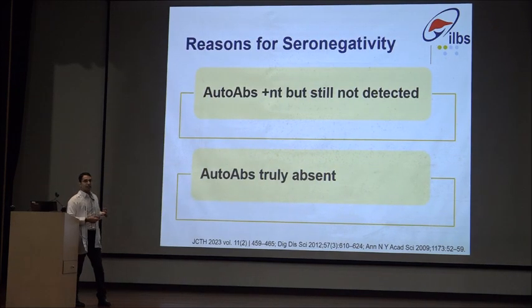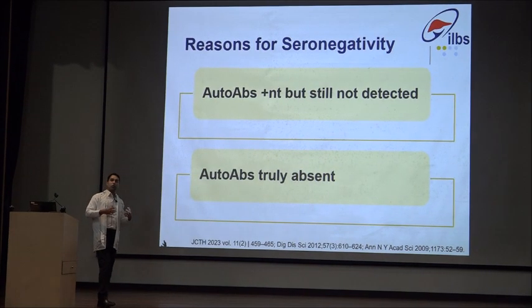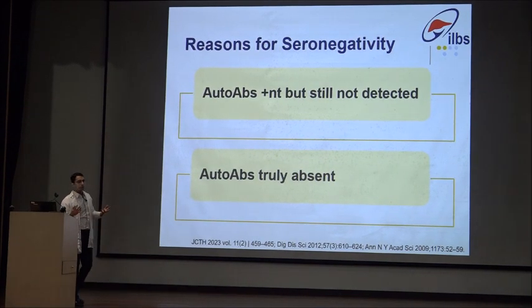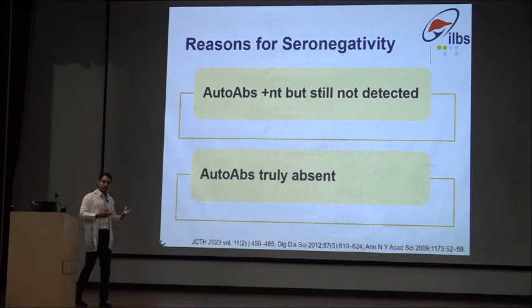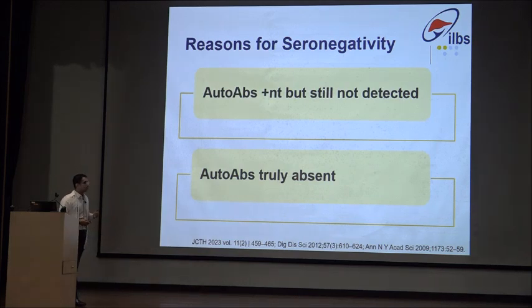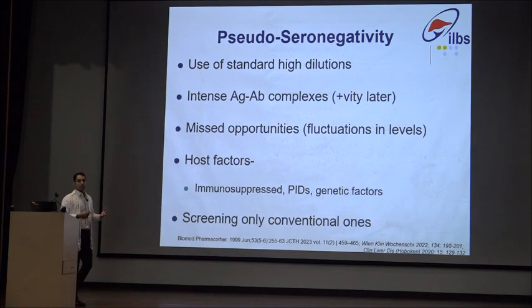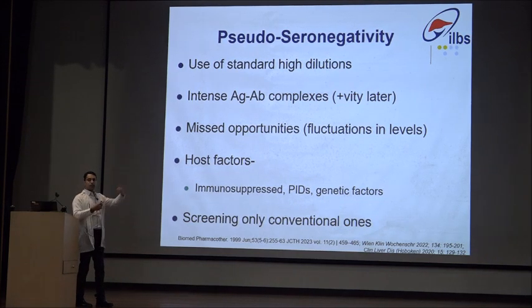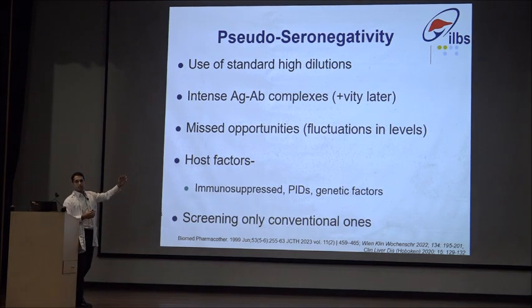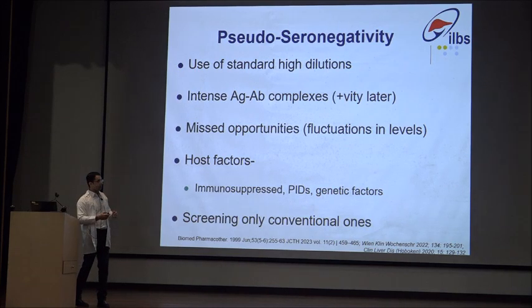So what can be the reasons for seronegativity in an autoimmune disorder, any autoimmune disorder? One can be they are present but still not detected. Let me call it pseudo seronegativity, or they are truly absent. So let's start. What can be the reasons for seronegativity? It can be technical reasons, that we are using high dilutions. We are already diluting by whatever method we have, and we are not picking up lower titers.